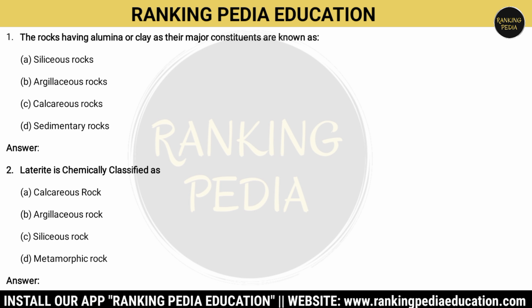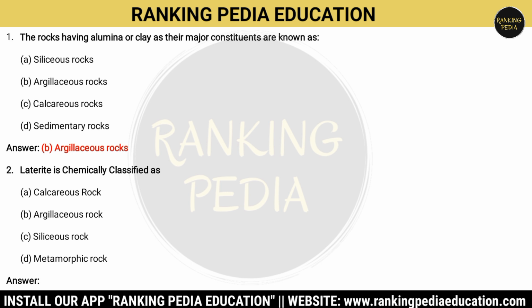So coming on to the siliceous rocks, the chief constituents of siliceous rocks are sand, silica, that is SiO2, quartzite and granite. Now for argillaceous rocks, the chief constituent is clay, alumina, Al2O3; slate or laterite belong in this category. For calcareous rocks, the chief constituent is lime; limestone and marble belong here. So the rocks having alumina or clay as the major constituents are known as argillaceous rocks. Option B is correct.